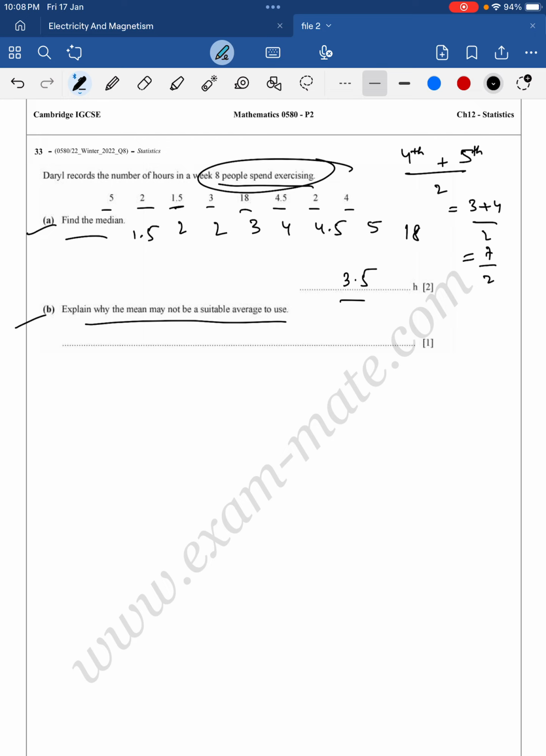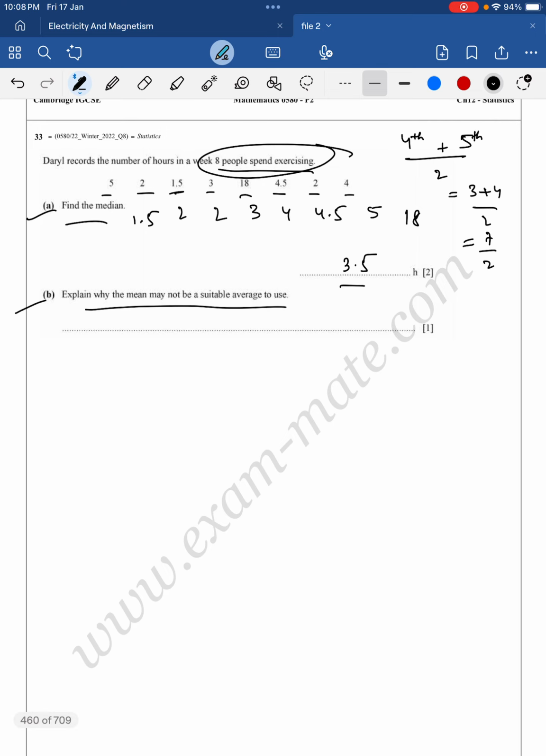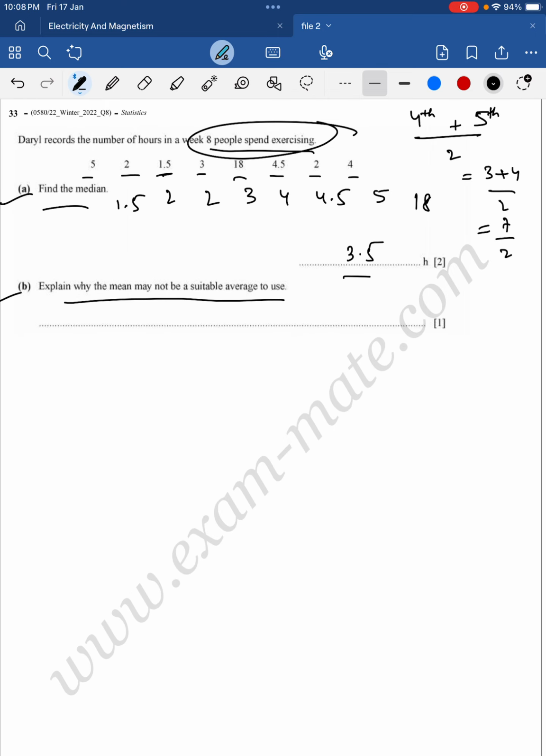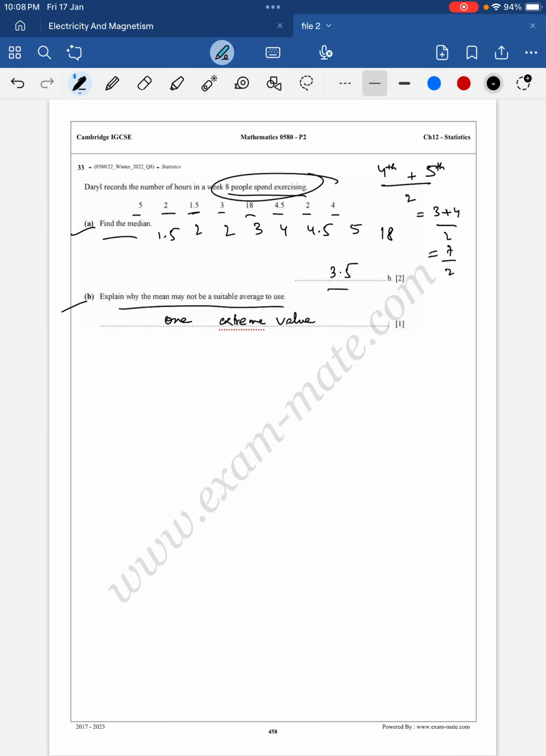Second part is explain why the mean may not be a suitable average to use. So in this case, we should see which sort of data we have. In this data, we can see that there is an uneven or extreme value other than these 7 values: 4.5, 2, 4, 3, 1.5, 2, and 5, and 18. So the reason is that we have one extreme value, due to which we cannot take the mean to be a suitable average.